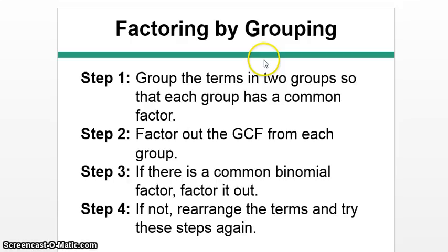Factoring by grouping. Group the terms in 2 groups so that each group has a common factor. Factor out the GCF from each group. If there is a common binomial factor, factor it out. If not, rearrange the terms and try these steps again.